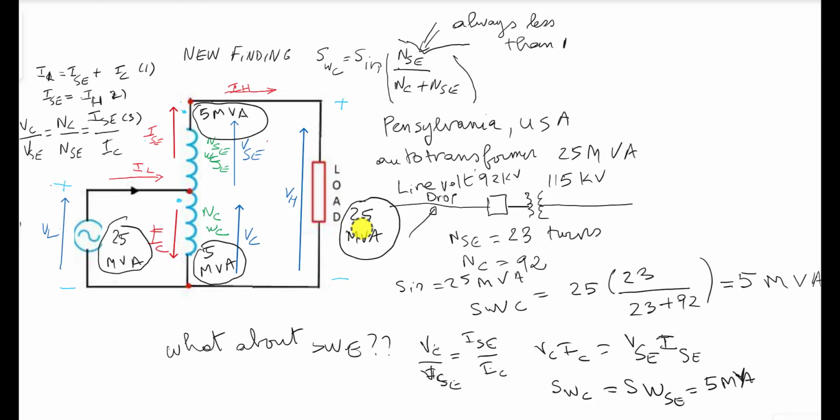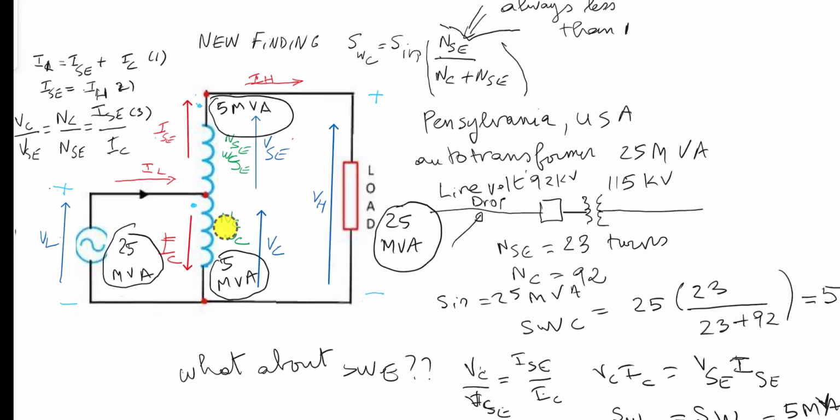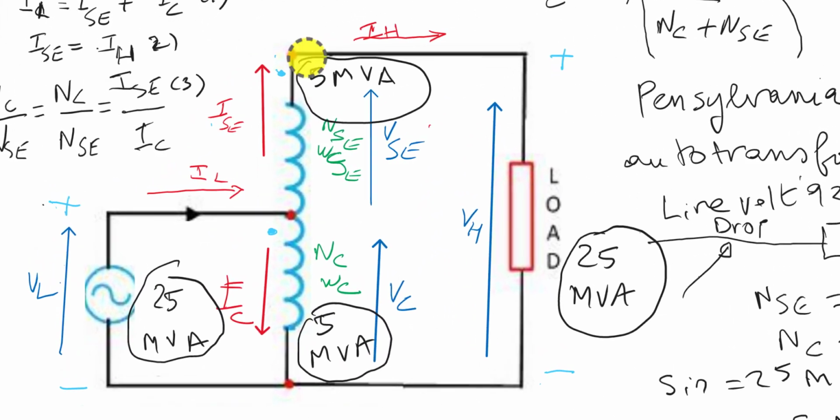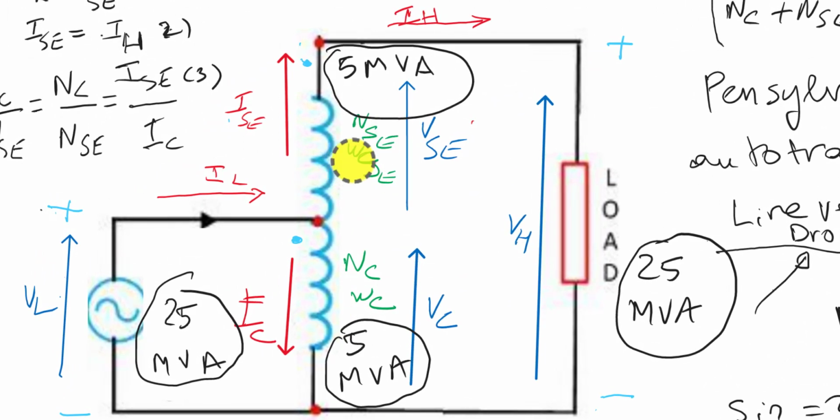The load is asking for 25 MVA. The input is providing 25 MVA. So magically something is happening. Only 5 MVA is flowing through the winding of common and the winding of the series. This is incredible. This is magic. No machine works like that in AC power. So what happened? How can you explain that?